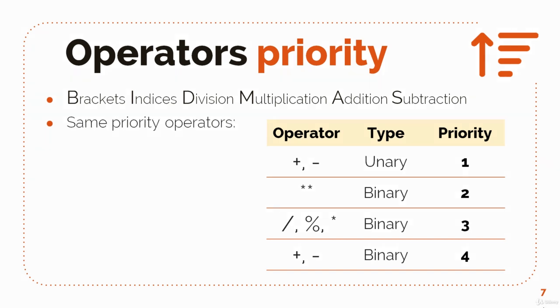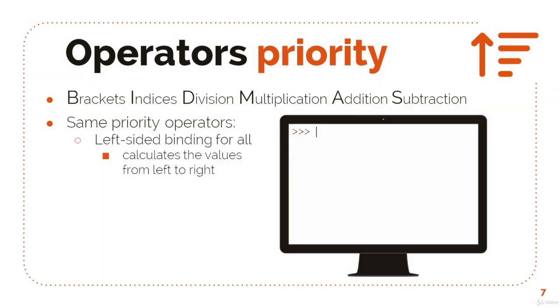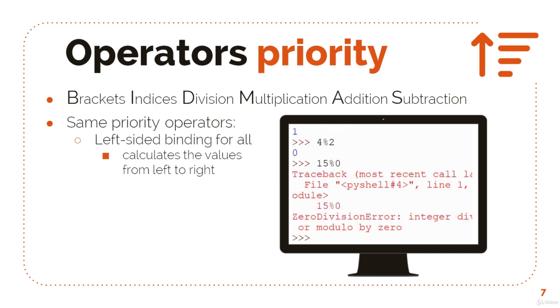You may ask, what if operators have the same priority level? How will it work? Well, for all except one, it will be left-sided binding. What does that mean? For example, if we do 15 modulo 4 modulo 2, it gives us 1. This means that it's calculated from left to right. So first it did 15 modulo 4, which gives 3, and then it did 3 modulo 2, which gives us 1. Had it been done from right to left, we would have got an error, as you can't divide by 0.